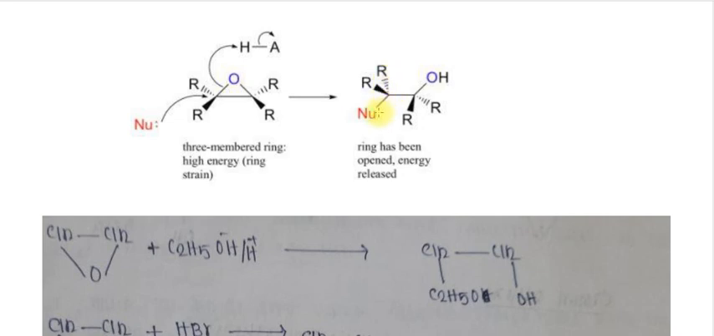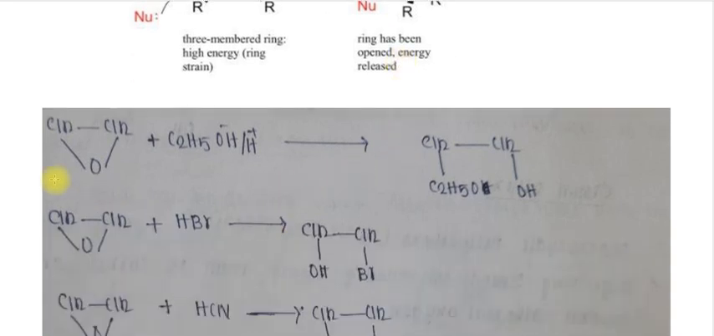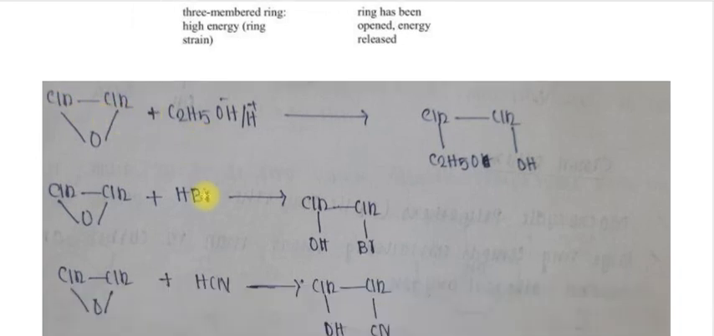R-Nu, any nucleophile that can be attached, and an R-OH. The ring has been opened here, and the energy is released. Some other examples are also given here. CH2CH2O plus C2H5OH in the presence of an acid. Here we will get the product as CH2OC2H5 CH2OH.